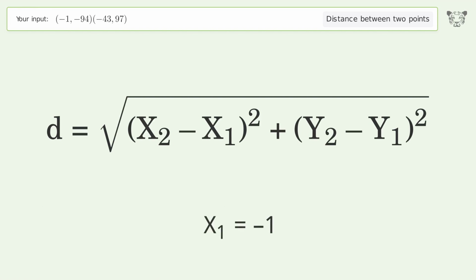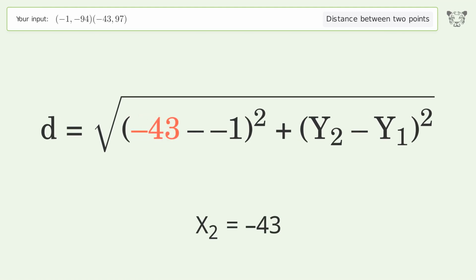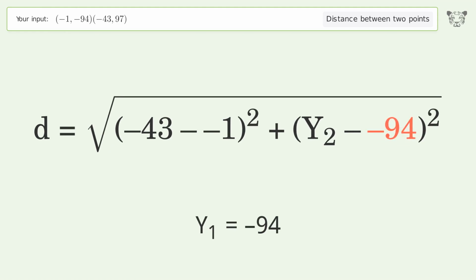x1 equals -1. x2 equals -43. y1 equals -94. y2 equals 97.